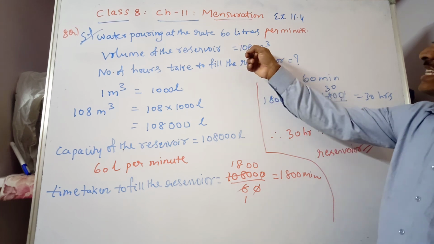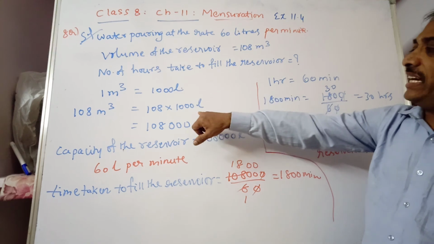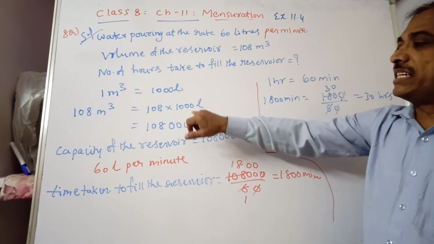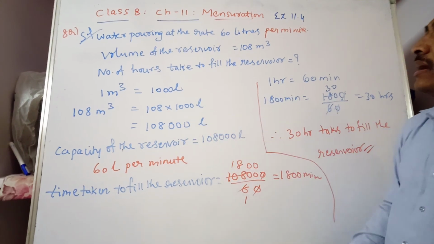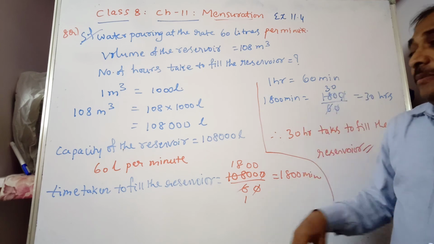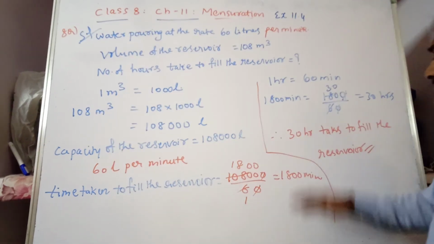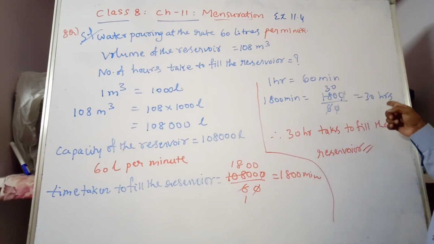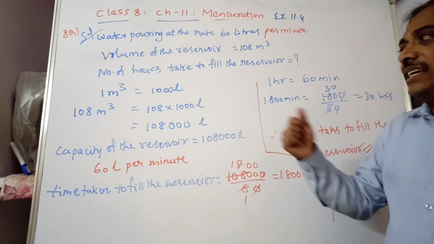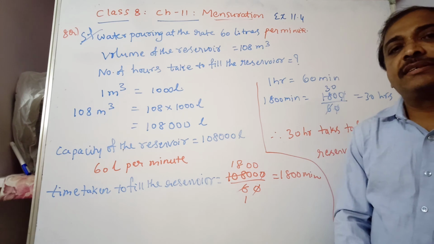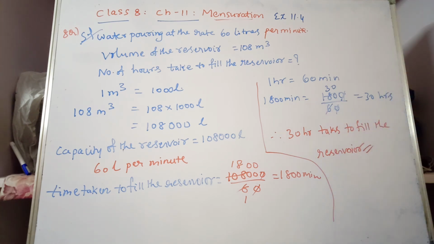So first it is given in meter cube. We converted that into liters, which is nothing but the capacity of the reservoir. How many liters it is pouring in a minute? 60 liters. Then we divided and got the time in minutes, but we calculated in terms of hours, as he is asking in the question, hours. Clear?